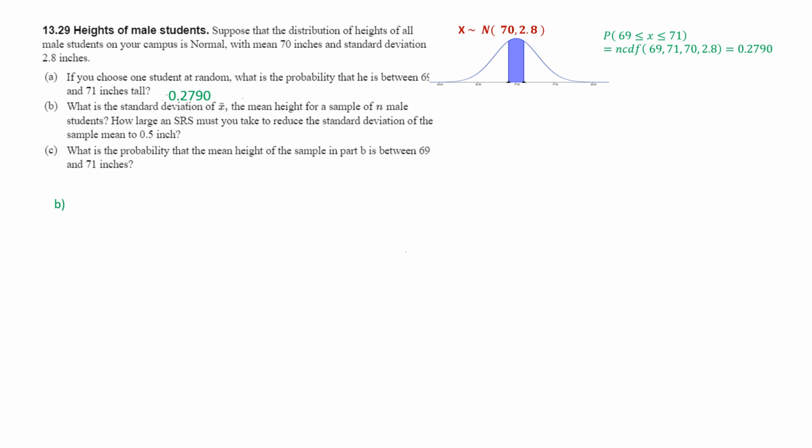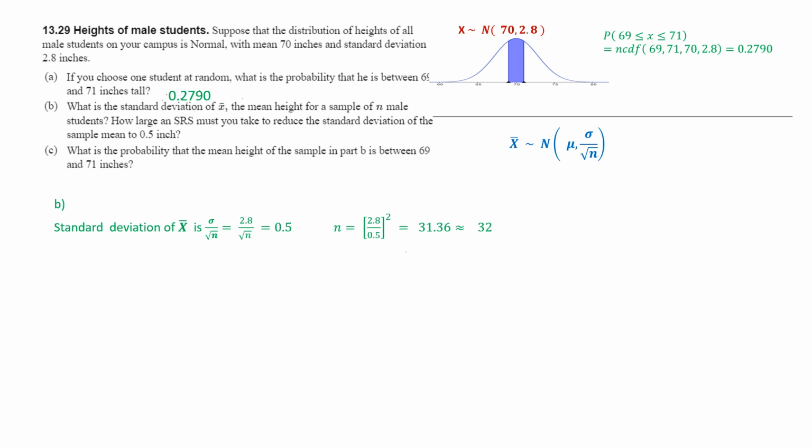The next question is, what is the standard deviation of x bar for a sample of n male students? We do not know what n is. We know that the standard deviation of x bar is going to be sigma by square root of n. My sigma is 2.8, so it is 2.8 divided by square root of n. I'll keep n as it is.